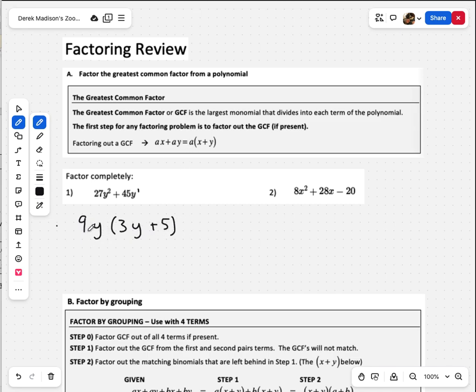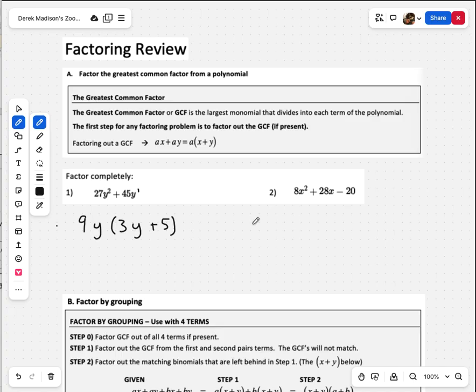So greatest common factors are a lot like a reverse distribute. What you get is what you're used to seeing where you would distribute, and that's actually how you would check and make sure you did everything right. So if I did 9y times 3y, that gets me back to that 27y squared, and 9y times 5 gets me back to the 45y.